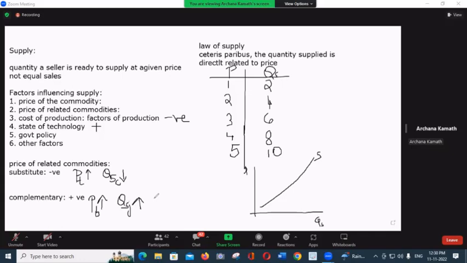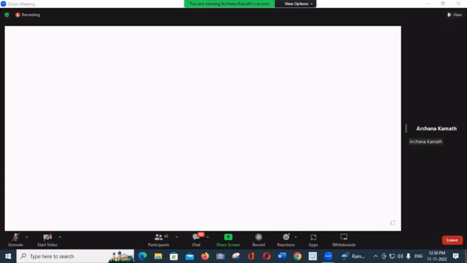Okay. Got it. So supply, the first initial part is done. We are moving on to the next one, which is the changes in supply, which is very similar to that of changes in demand. First one is the change in price, and other factors remaining constant.